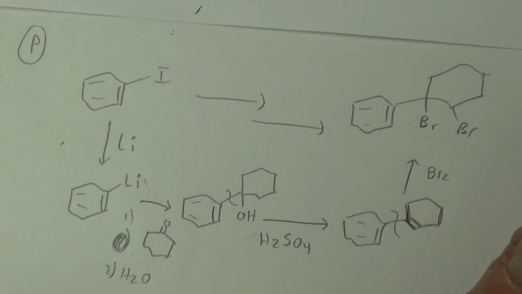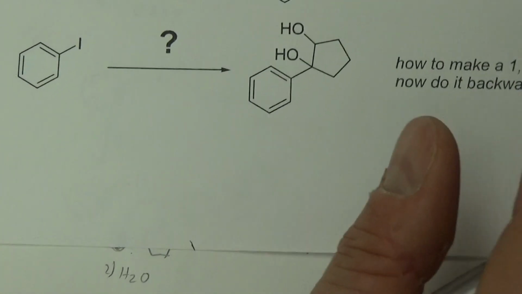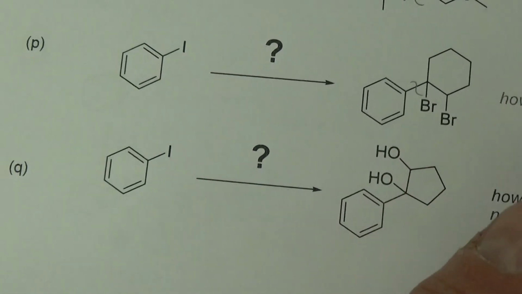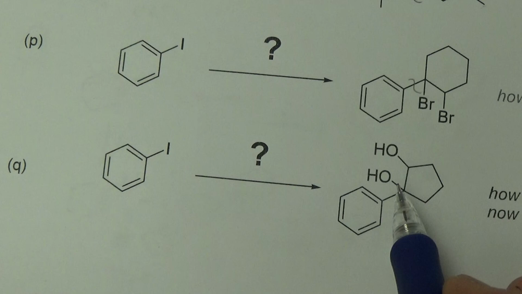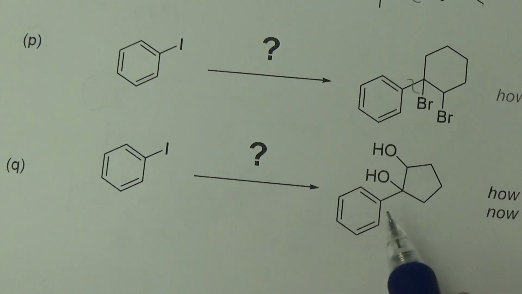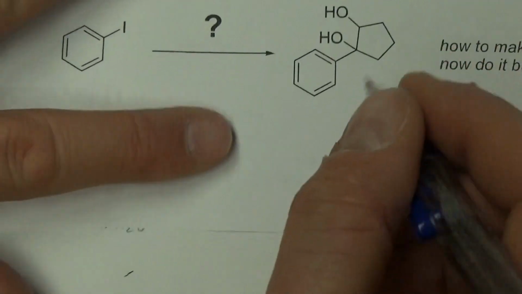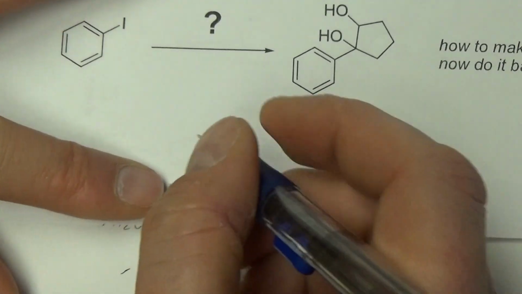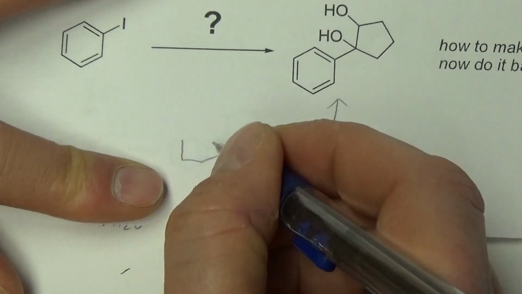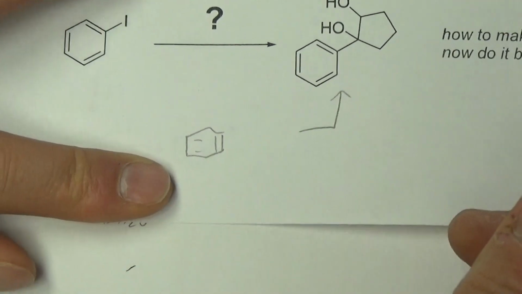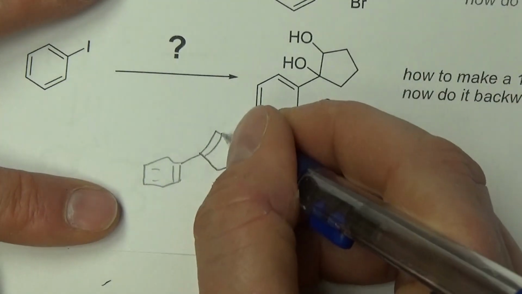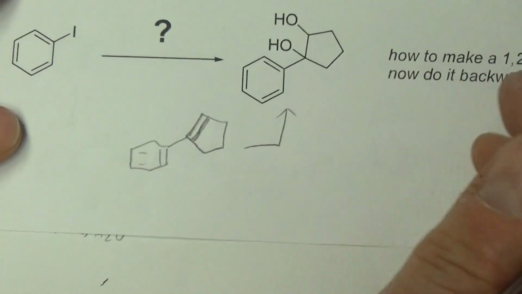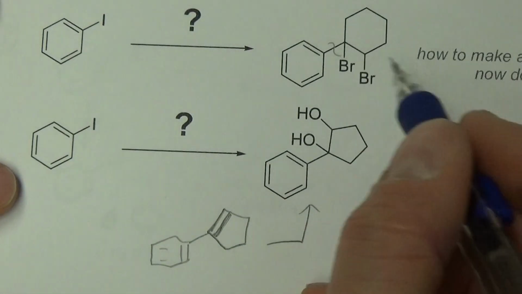Now problem Q is really fun. And it's almost the same problem. The only difference is instead of making a dibromide at the end, you make a diol with OH-OH. So we're going to approach it the same exact way, but I can just solve it right here. The last step is different. So you go from the alkene. Five-member ring, and we'll just draw the alkene. You can make the alkene the same way we just made the other alkene in the last problem.